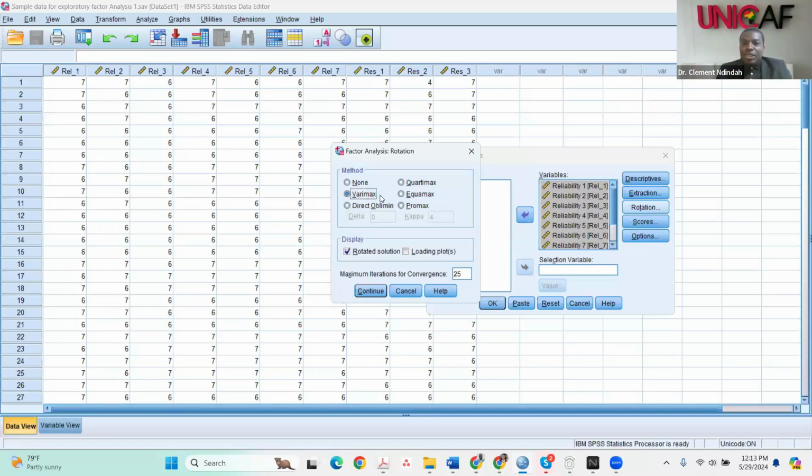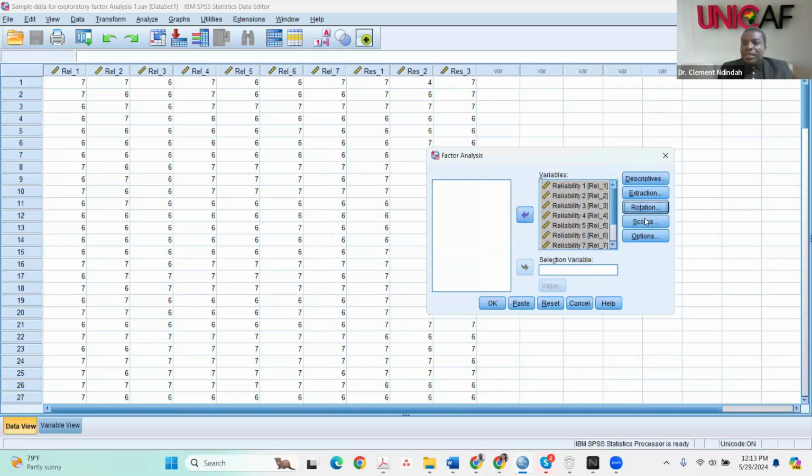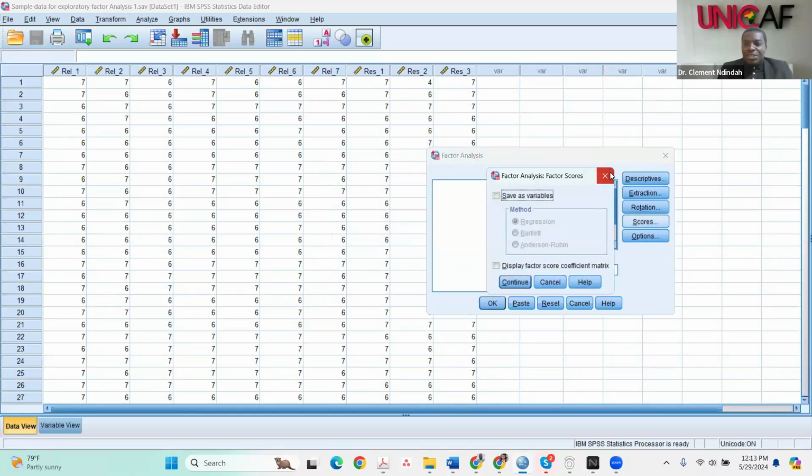So I would strongly advise that you use the Varimax option, so that the factors, or the different categories or dimensions, do not have any correlation between them. Okay, so we click on continue. Some of these things I will explain much more clearly once the result of the analysis is done. Then scores, well, nothing to change here.